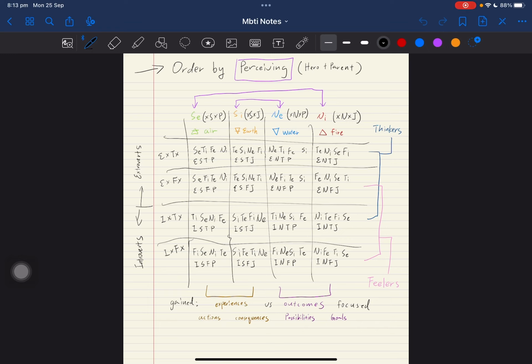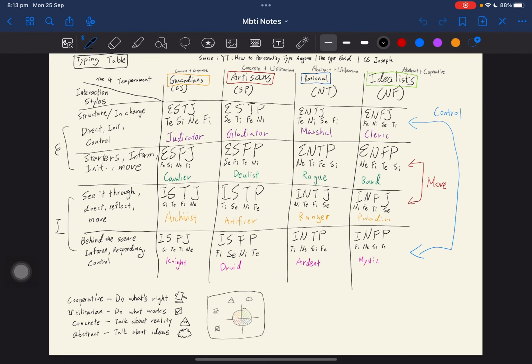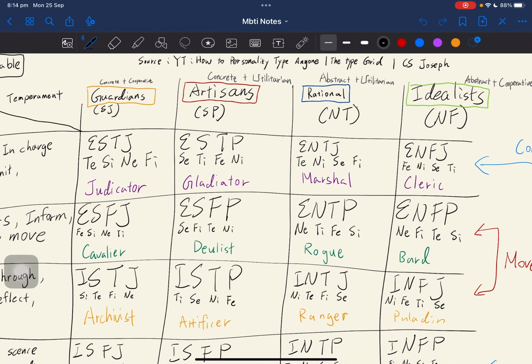And the question was, how do we use the typing tables I provided in a community post? Well, before I discuss how I use it, I want to talk about where I first got the idea from. I first got the idea of a typing table from C.S. Joseph's video, on the channel of the same name, called How to Personality Type Anyone, the Type Grid.